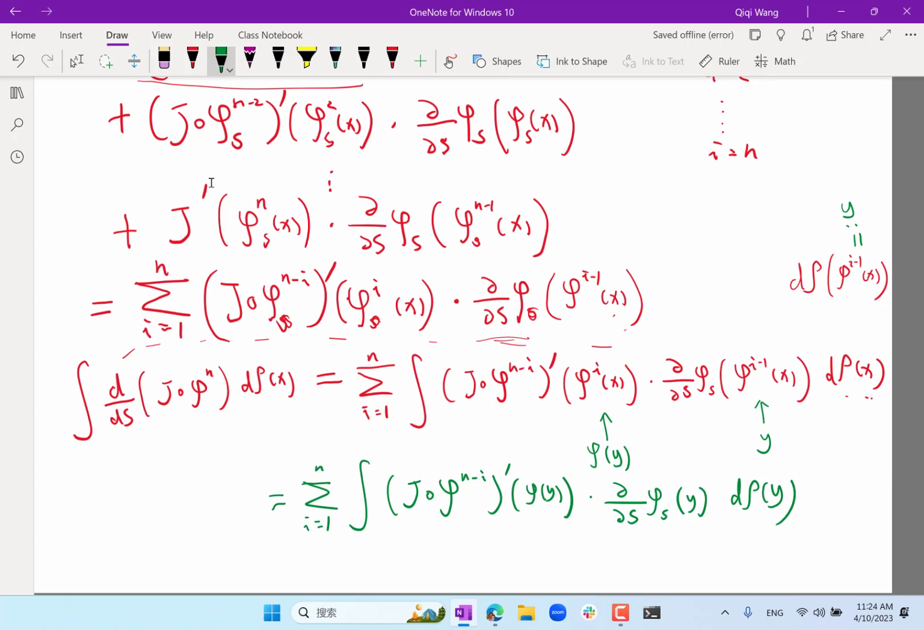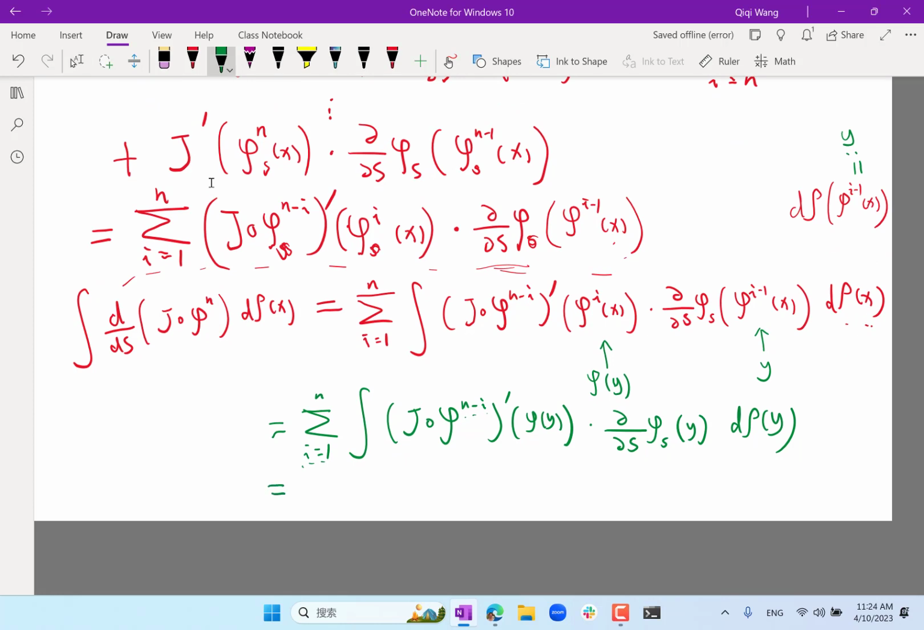Now, of course, it doesn't matter what I call the index, right? The index i goes from 1 to n, which means this n minus i goes from n minus 1 all the way back to 0. So I can define the index differently. Let's say j, defined as n minus i. Then j would go from 0 all the way to n minus 1. I would have an integral of j. This is small j, right?